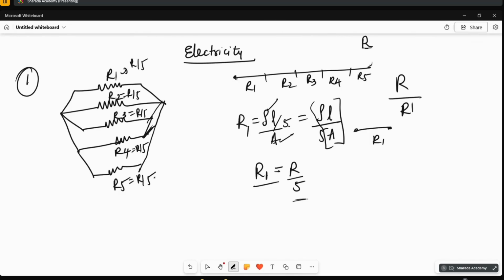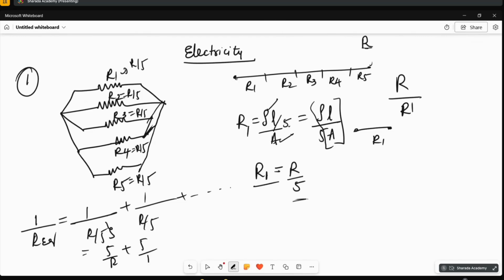Now, all these are in parallel. Find the equivalent resistance. NCERT first question. All these are R by 5. So 1 by R equivalent will be equal to 1 by (R by 5) plus 1 by (R by 5), until the 5 terms are there. So what you will get? This will become 5 by R. So 5 by R plus 5 by R plus 5 by R plus 5 by R, and the denominator R is the same, it will become 25.